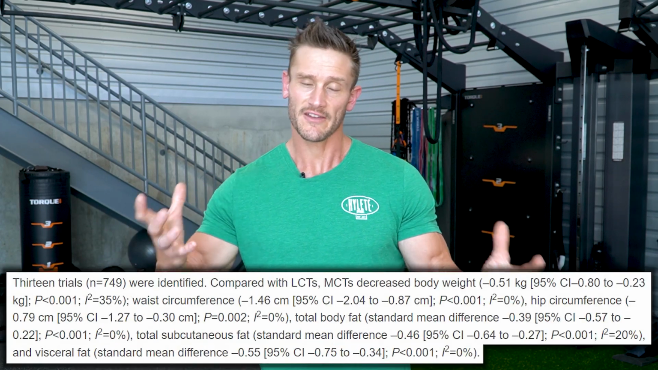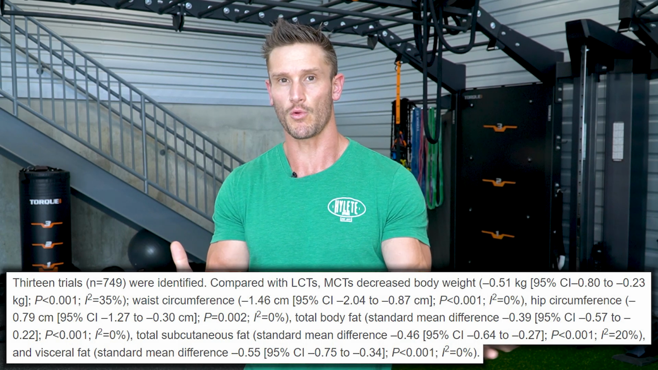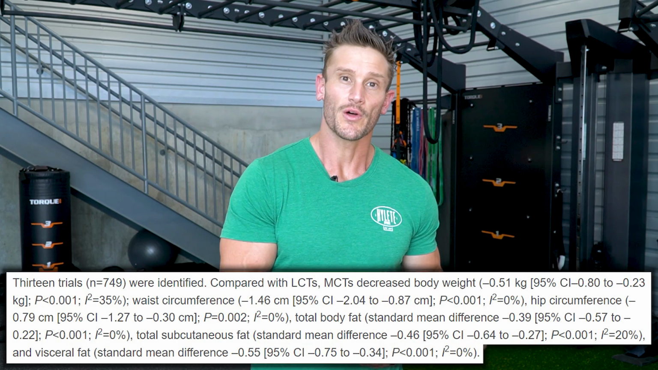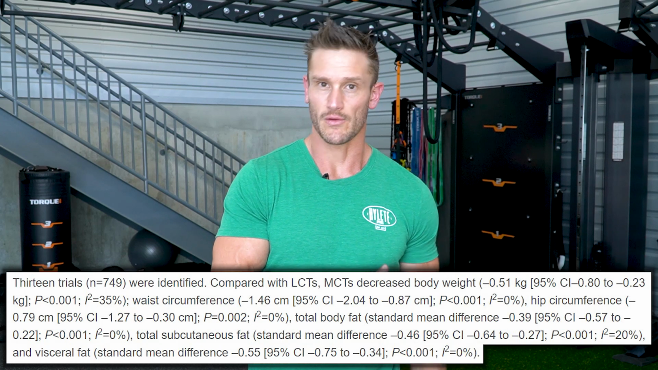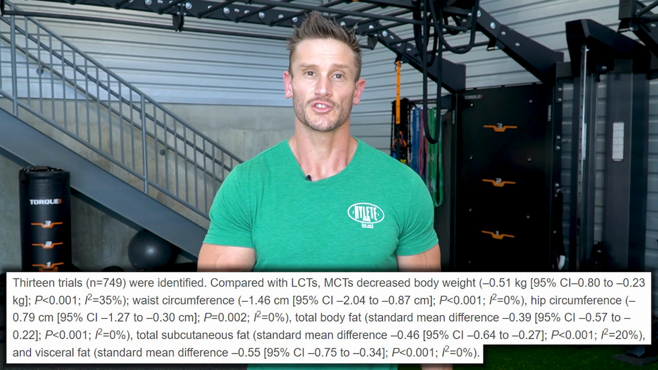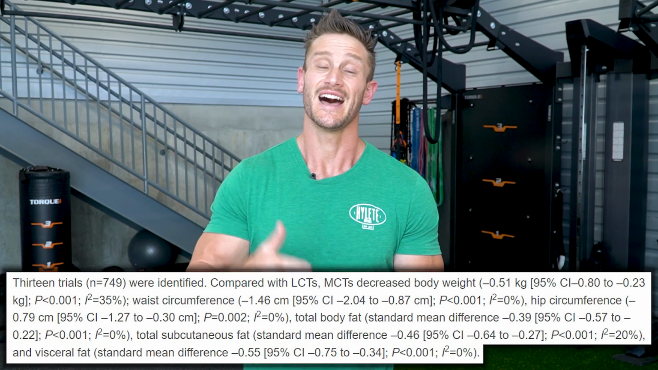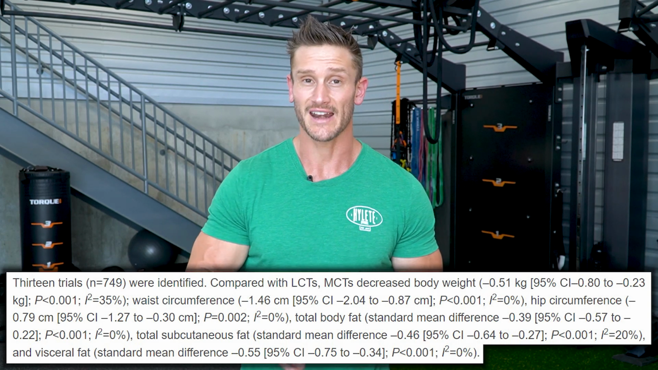Well, it found that if people were to sub out more of their saturated fats for medium chain triglycerides and stuff like that, there was not only a weight reduction of about 0.5 kilogram, but there was also a 1.46 centimeter reduction in waist circumference, a significant reduction in visceral fat as well.